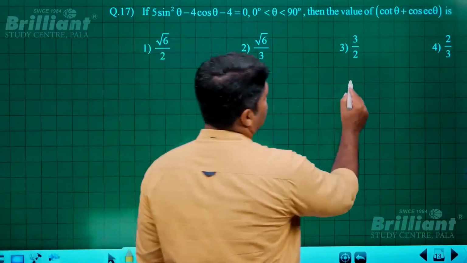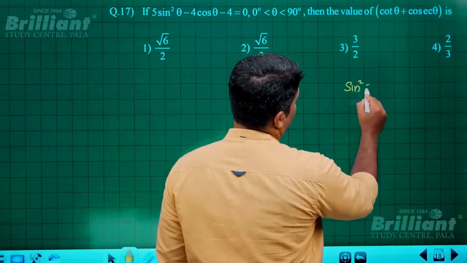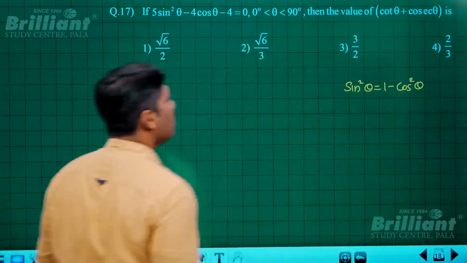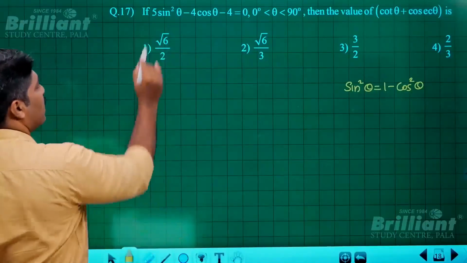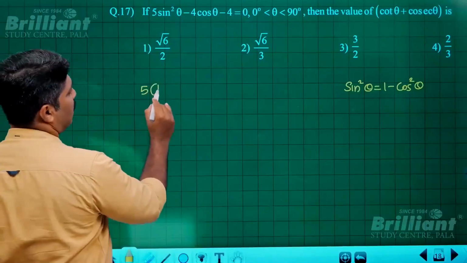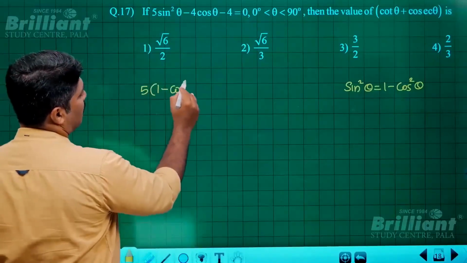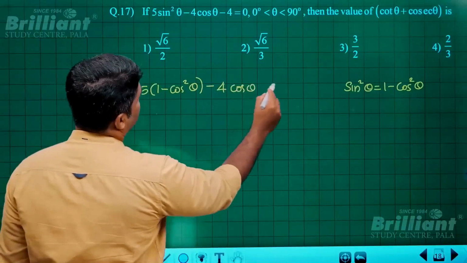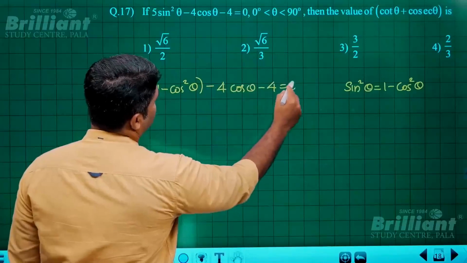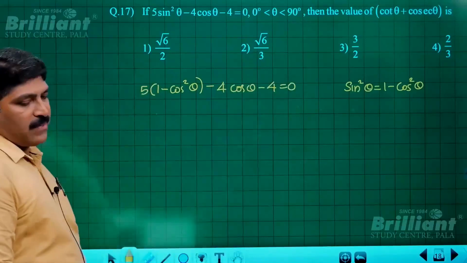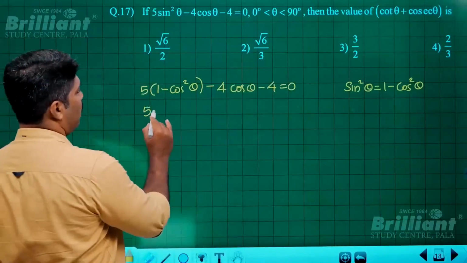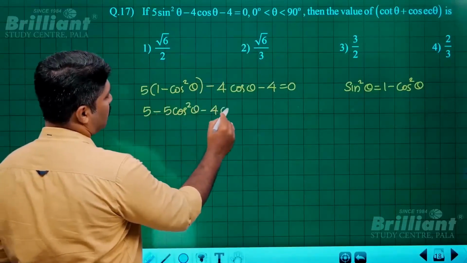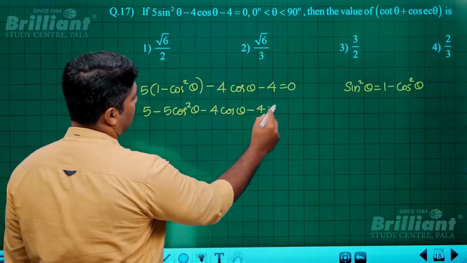As we know, sin square theta is equal to 1 minus cos square theta. So by using that relationship, we can convert this equation like this: 5 into 1 minus cos square theta minus 4 cos theta minus 4 is equal to 0. So we can convert the equation. So this is 5 minus 5 cos square theta minus 4 cos theta minus 4 equal to 0.